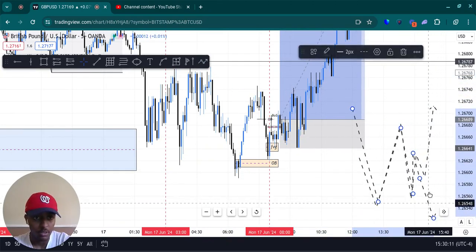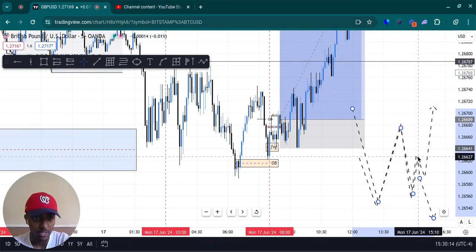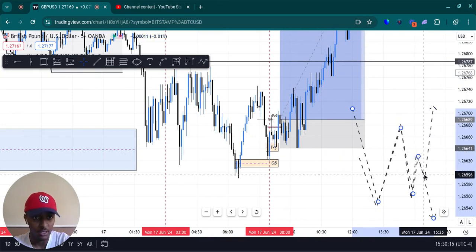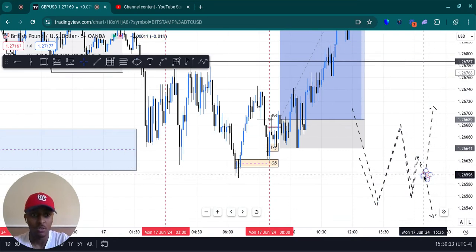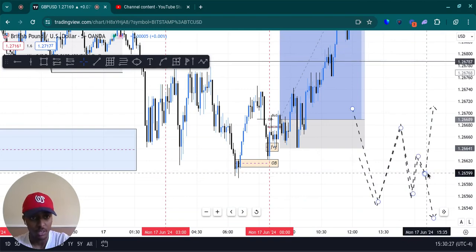You can clearly tell that the magic lies on what happens at this key zone right here. This is literal gold right here. You understand what happens here, you'll know what the move is going to do, right?